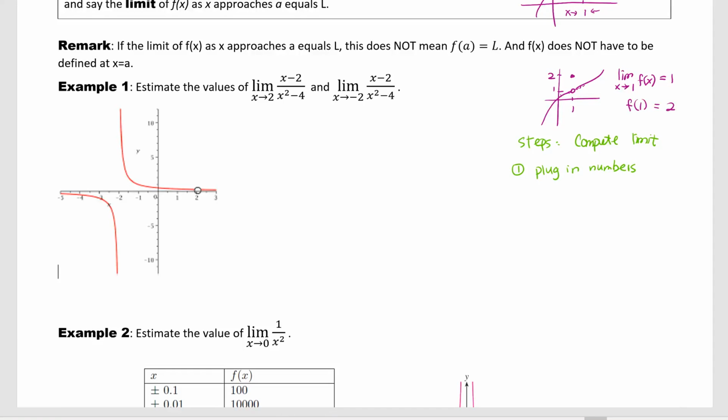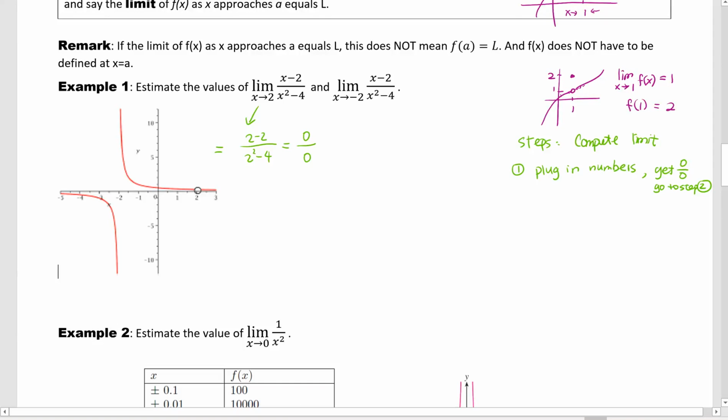Okay, so let's look at the first one. So we have x goes to 2. So we try to plug in 2. But when we try to plug in 2, what happened? Well, 2 minus 2 over 2 squared minus 4. 2 minus 2 is 0. 2 squared is 4. 4 minus 4 is also 0. So what is 0 over 0? Okay, what does that mean? Okay, so if you get 0 over 0, go to step 2.